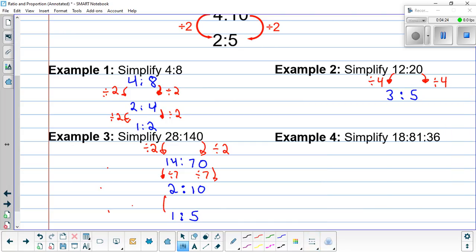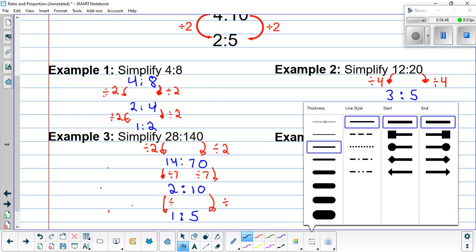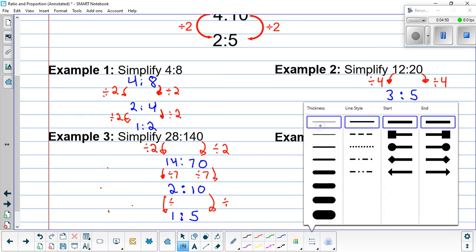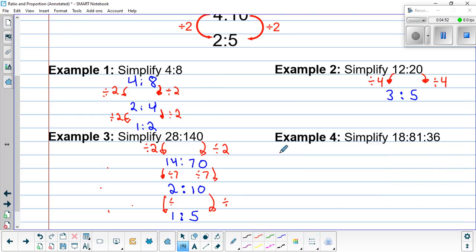So one more example to do, and then we'll get on to some practice problems. So simplifying what happens when we have 3 terms in a ratio. Well, now we just have to find something that divides into all 3, just like if we were trying to compare 3 different fractions. So here, what's one thing that we can divide into 18, 81, and 36?